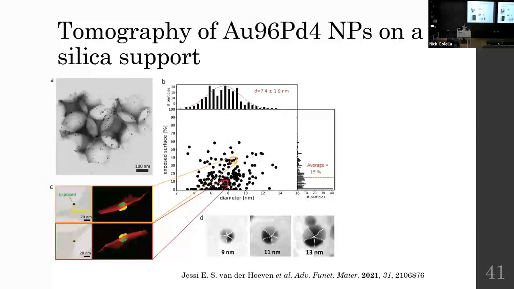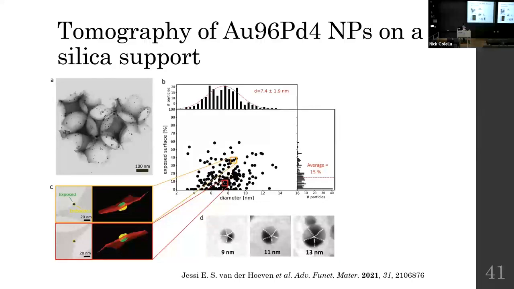This is an example that was done in the Eisenberg group. At the top here, we have a TEM image of some gold palladium nanoparticles on a silica support. These are used as catalysts. And what they wanted to see was, when they're on the support, how deep are they embedded into the support? Are they sitting right on the surface? Are they sitting partly submerged into the surface? Because that's going to affect their catalytic performance.